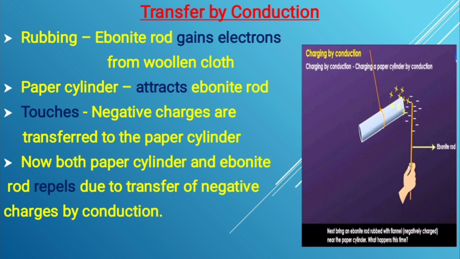After that, what we have learned are the properties of charges. Unlike charges attract each other, whereas like charges repel each other. Now the paper cylinder as well as the ebonite rod both have the negative charge at the ends. So what happens? They will repel each other. This happens because of the conduction process.